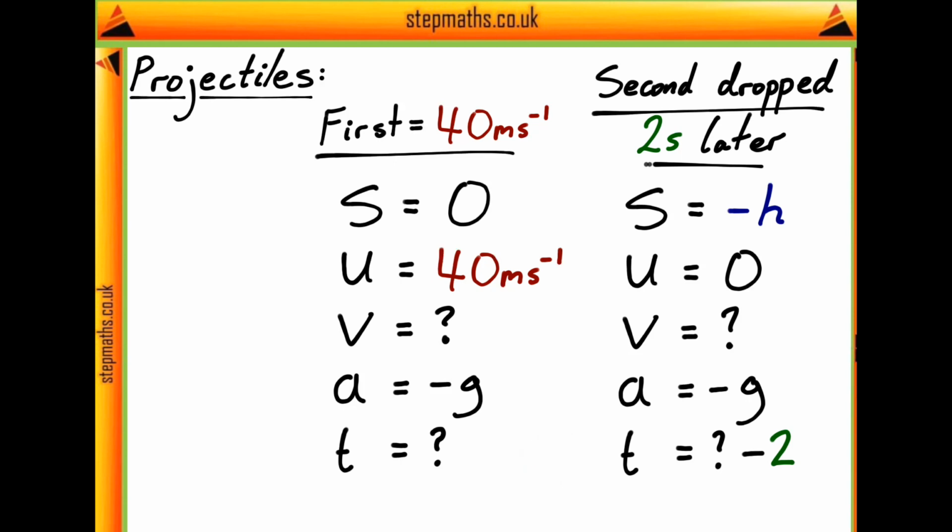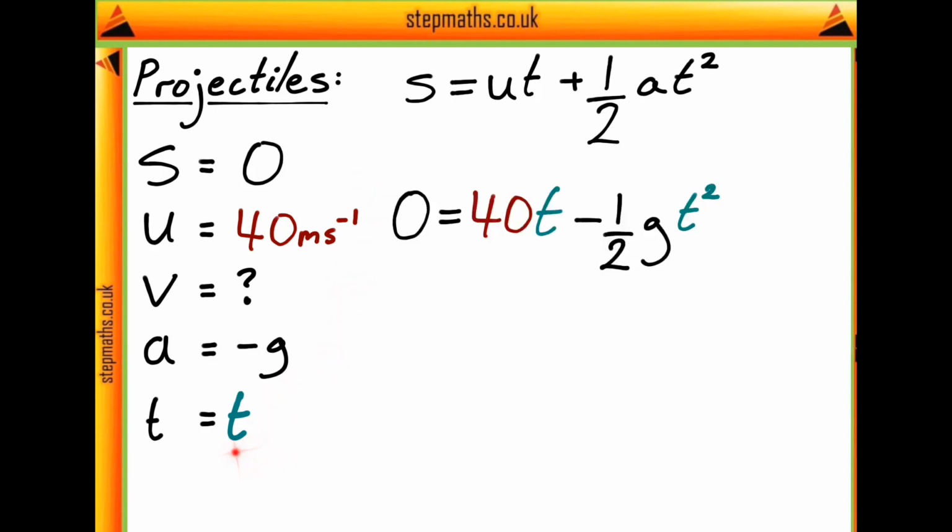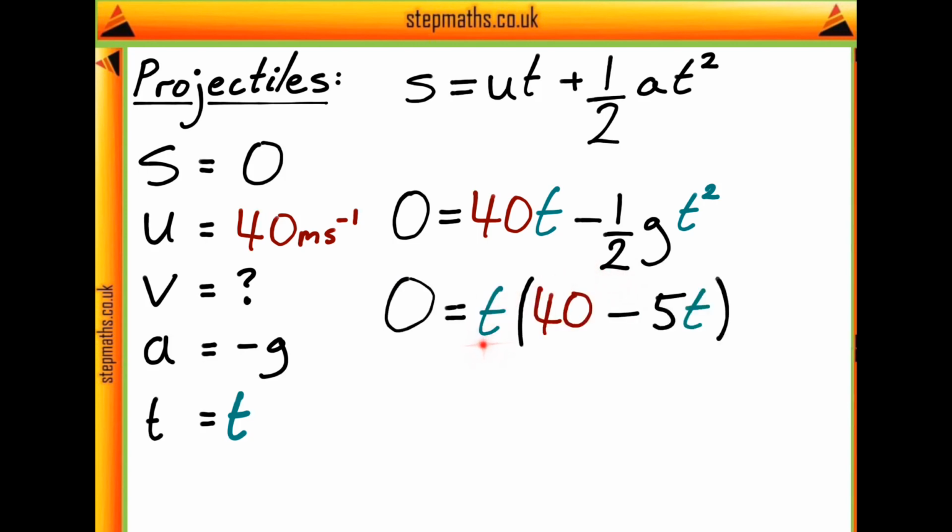So if we do want to try and find the time, which equation should we use from our Suvat equations? Well, we're going to want to use this equation here because it contains all of our variables which we've got. So if we substitute in our values, and t, then we get this equation, which we can factorise, bring the t out to get this.